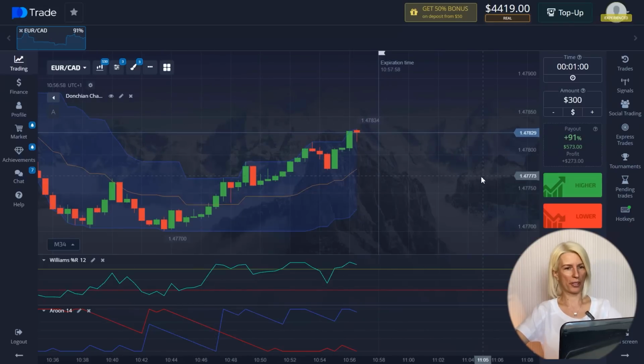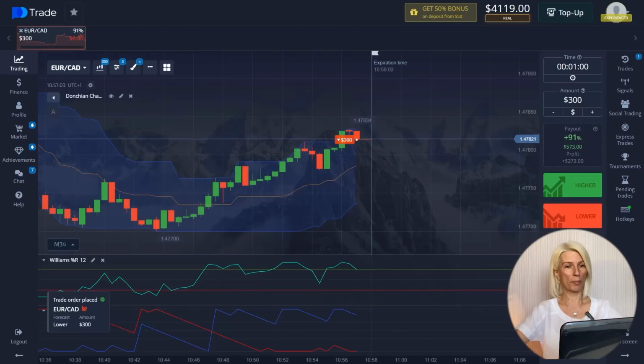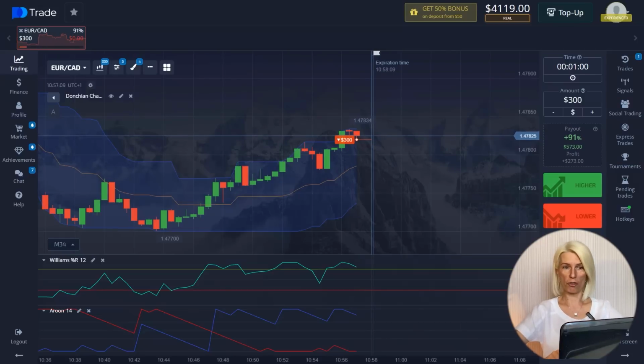The time frame is 30 seconds. Having assessed the situation, I open a down trade for 1 minute with $300 in. Please note that I have 3 indicators open: the Donchian channel, the Williams percent range and the Aroon, and they will help me earn today.